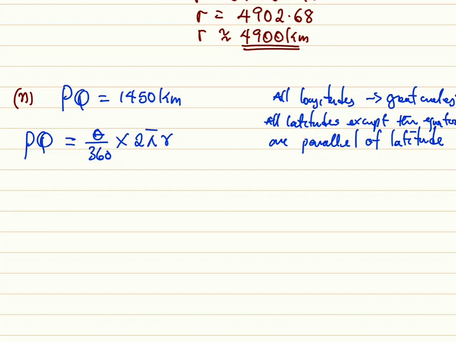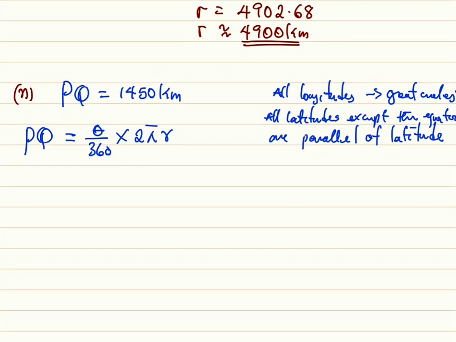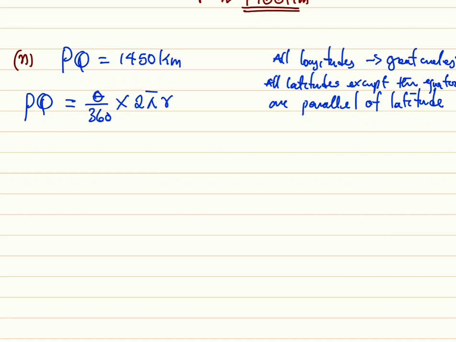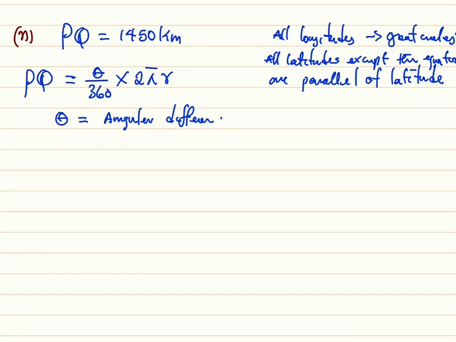We are going to use small r because it's not the radius of the earth. So we use small r. Now, we have to understand this formula. What is the meaning of theta? Theta is angular difference. Now, this angular difference will help us to locate where Q is. Now, let's look for it.